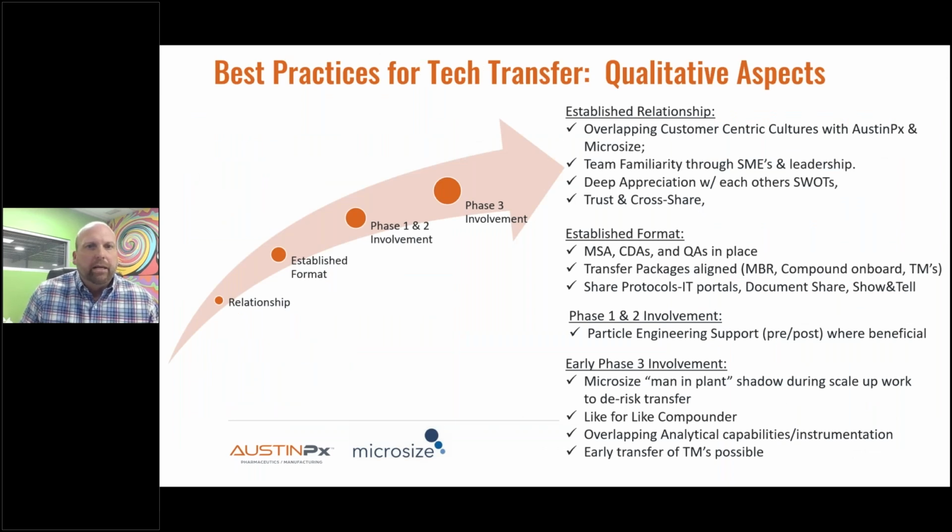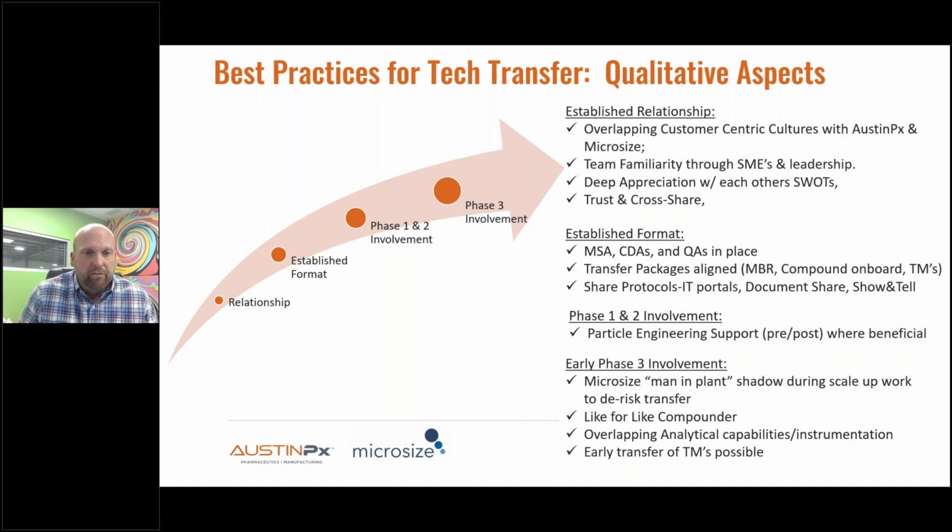So with that, that's the technical piece of the milling, and the scale up is to map those two out and understand that design space. But we have found with Austin, the qualitative aspects of this tech transfer is really the key. And that starts with the qualitative aspects of having a solid relationship.